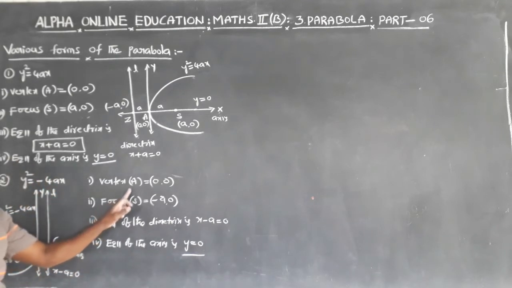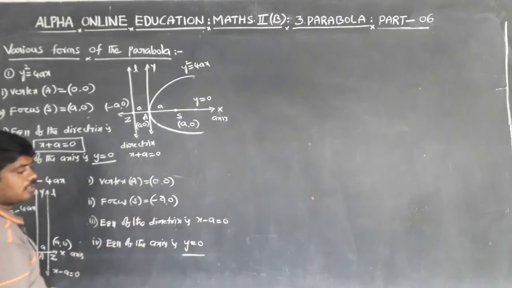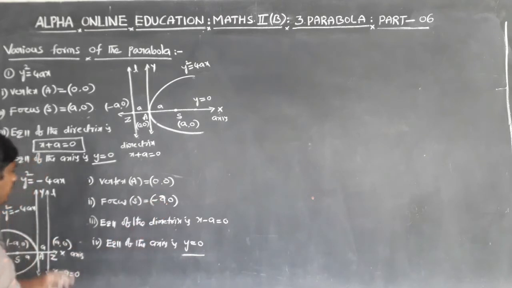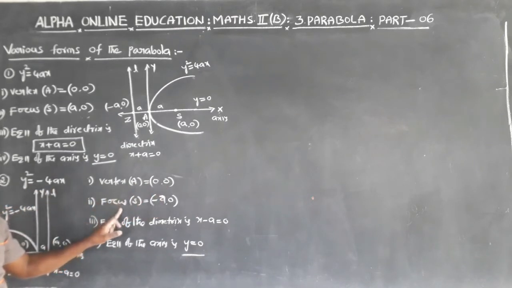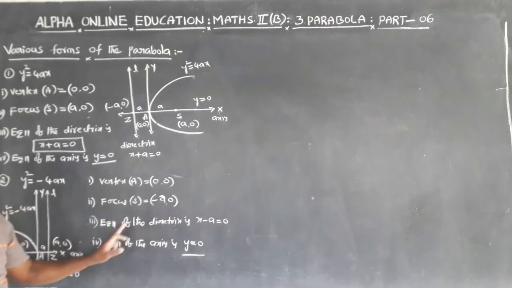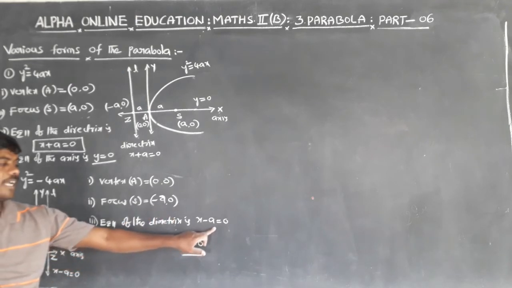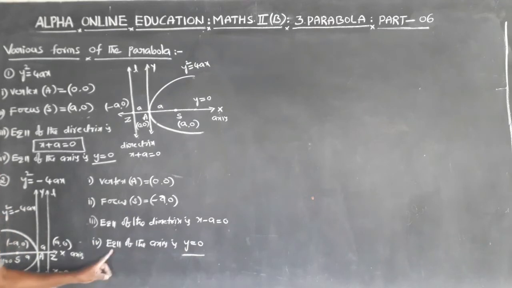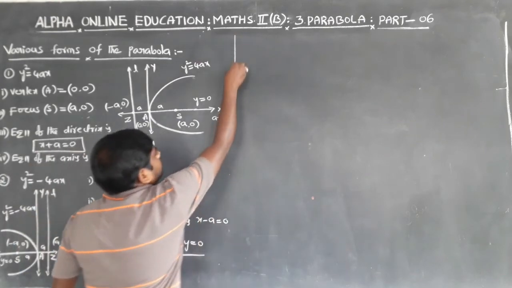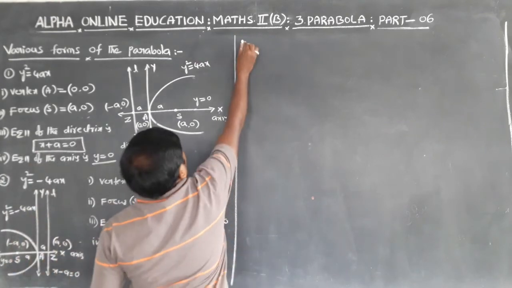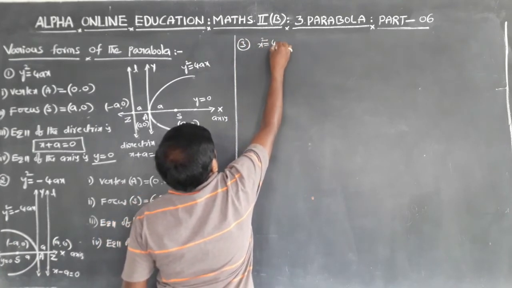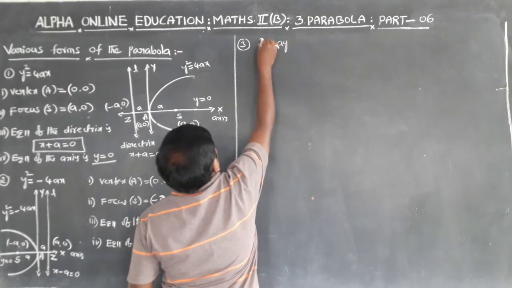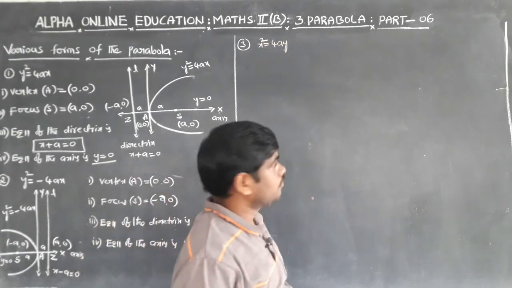These are the four formulas of the parabola y square is equal to minus 4ax: vertex 0 comma 0, focus minus a comma 0, equation of the directrix x minus a is equal to 0, equation of the axis y is equal to 0. Next, third one, equation of the parabola x square is equal to 4ay.